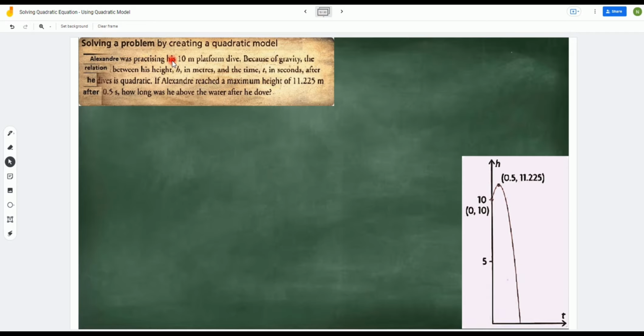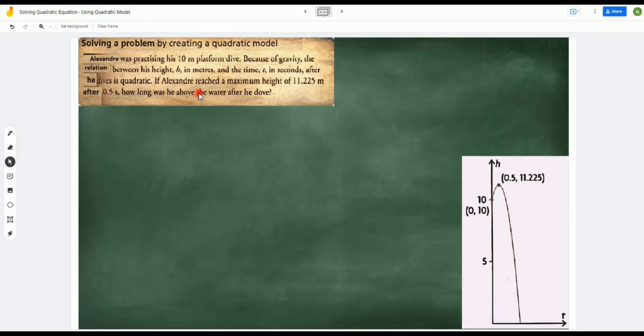Alexander was practicing his 10-meter platform dive. Because of gravity, the relation between his height, h in meters, and the time, t in seconds after he dived, is quadratic. After Alexander reached a maximum height of 11.225 meters after 0.5 seconds, how long was he above the water after he dived?